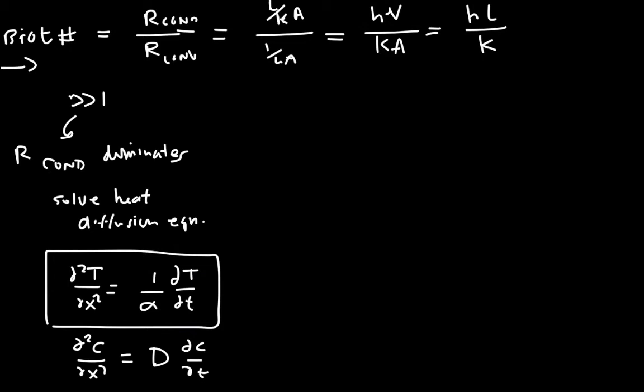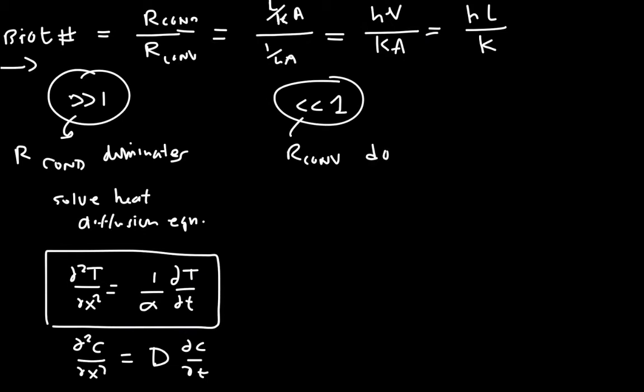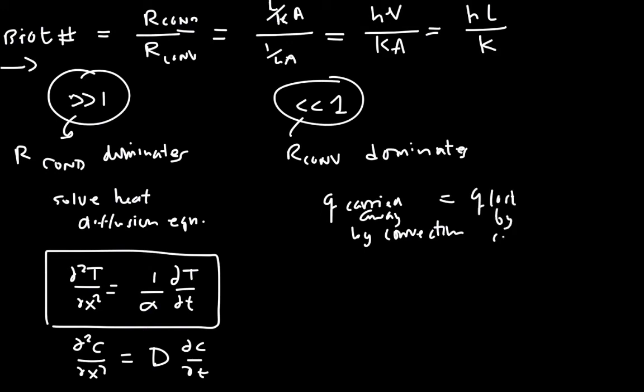If the Biot number is less than 1, so here's the case where it's bigger than 1, here's where it's less than 1, you're going to have the case where convection dominates, or in other words, it is slower. In that case, you are essentially going to set the heat carried away by convection, or the rate of that, equal to the heat lost by the solid.